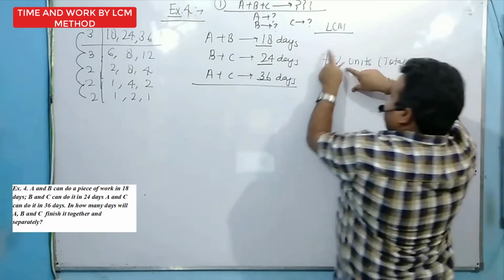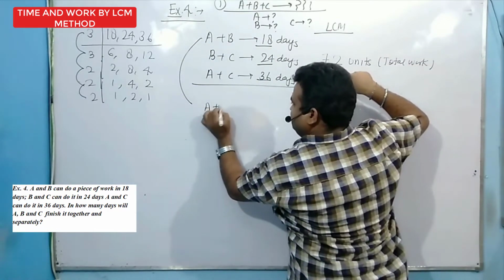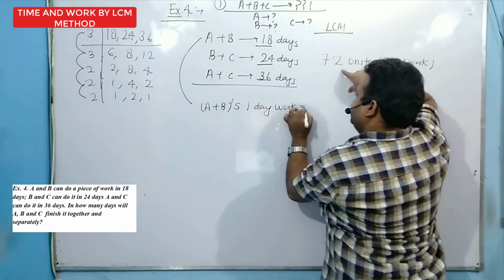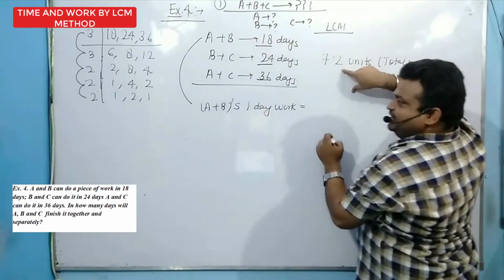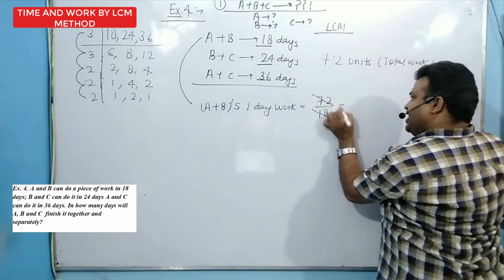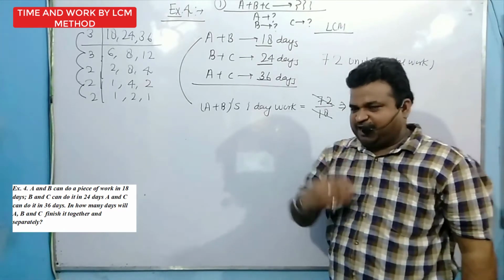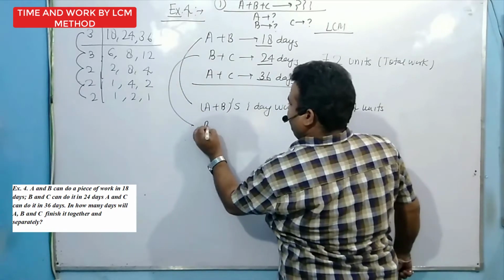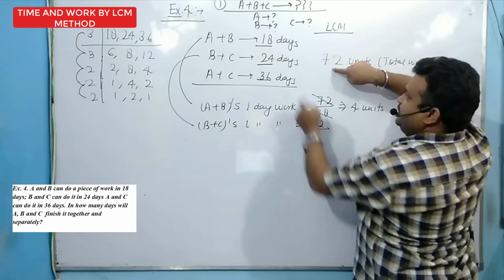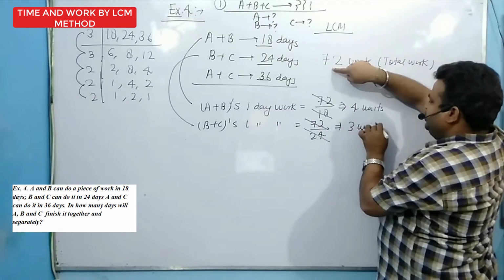To manufacture 72 units, A and B take 18 days. So what is A plus B's 1 day work? 72 units divided by 18. It means A and B produce 4 units per day. Now what is B plus C's 1 day work? 72 is the total unit, and B and C take 24 days to complete the job. It means they produce 3 units per day.